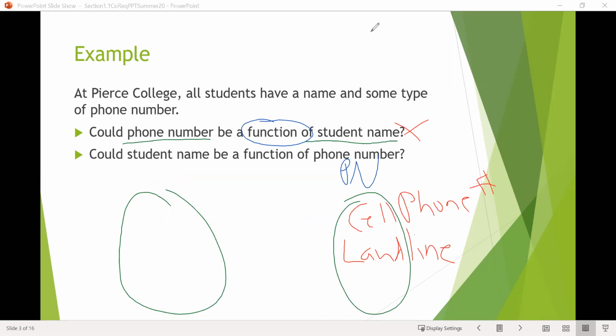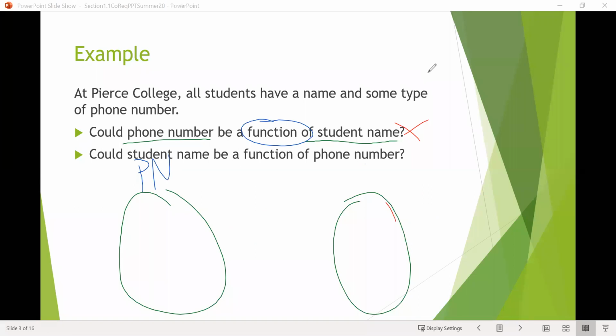So let's look at the second possibility here. They say, could student name be a function of phone number? So now we're going to switch it. Now we want to think about phone numbers as the inputs and student name as the output. So for example, we could have over here on the left that cell number and landline number for Joe, and we have Joe's name over here.